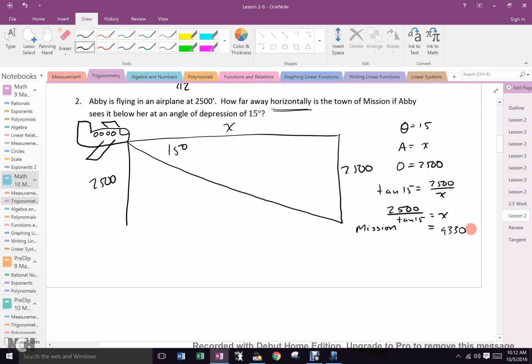9,330. Okay? Now, guys, believe it or not, being able to do trigonometry actually comes into play with flight. Winds, directions, northwest, southeast. This is another use of it in real life.